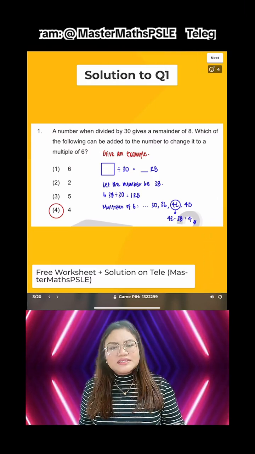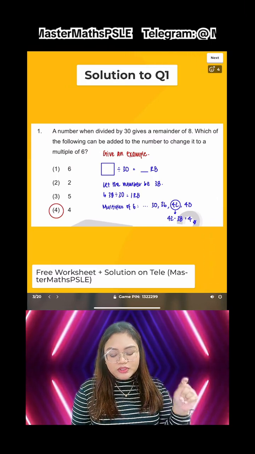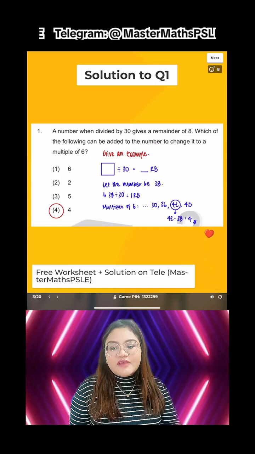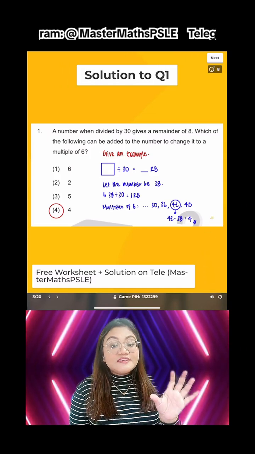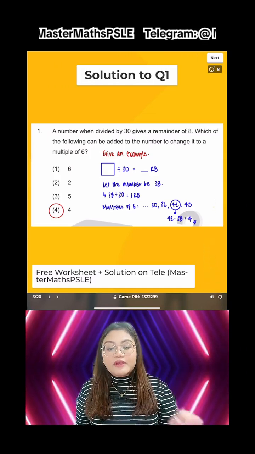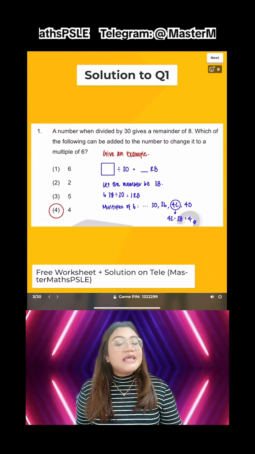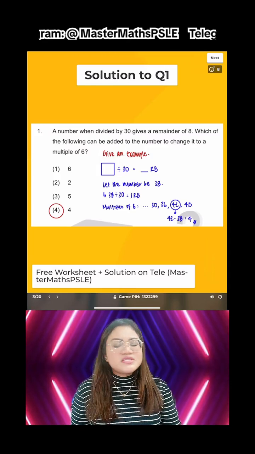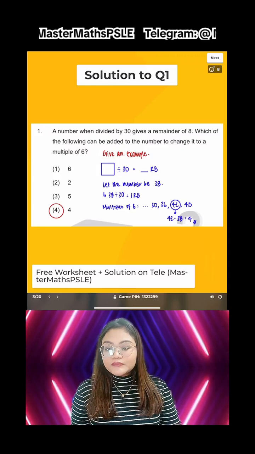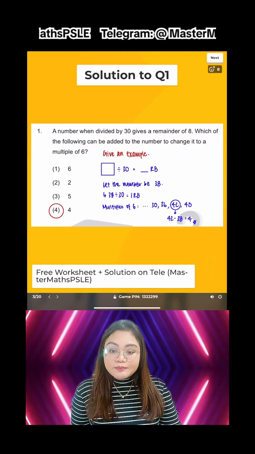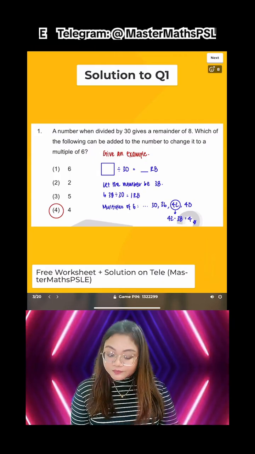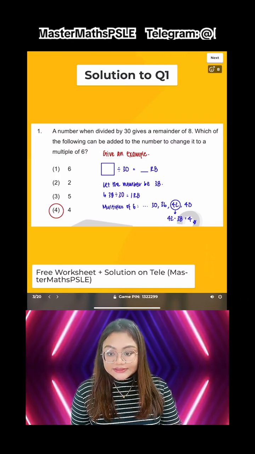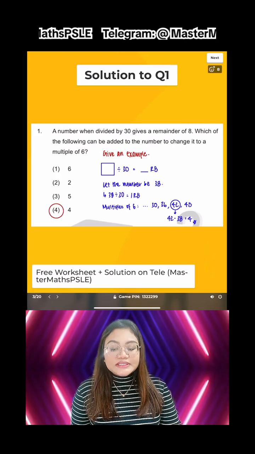Honestly, you can use any example. You want to use 38 also can, 68 also can, any value also can, as long as it gives a remainder of 8 when you divide by 30. Just any example will do. So you use the simplest one, which is 38. 38 divided by 30 gives you one remainder 8. So you use this 38 to help you.